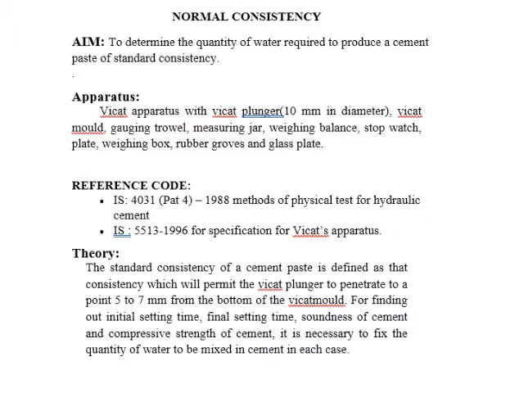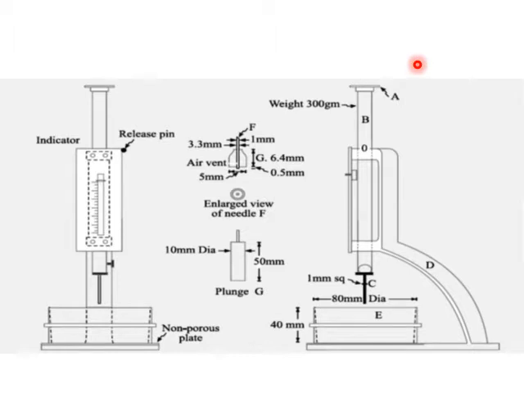Let's check out the procedure and the apparatus. As you can see in this picture, this is the apparatus which we call the Vicat apparatus. This is the front view of the Vicat apparatus and this is the side view. As you can see here, you have an indicator which shows different measurements in terms of mm. You can see the graduation scales here in mm.